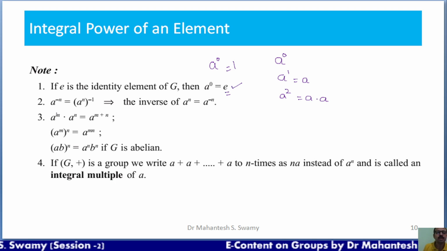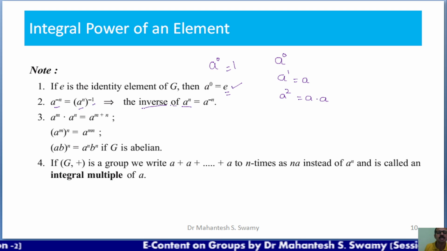Now, if you consider A to the power minus n, you can write it as A to the power n whole to the power minus 1 by using the laws of indices. It means that the inverse element of A to the power n, (A to the power n) whole inverse, is this thing, that is A to the power minus n. Similarly, we have another note.